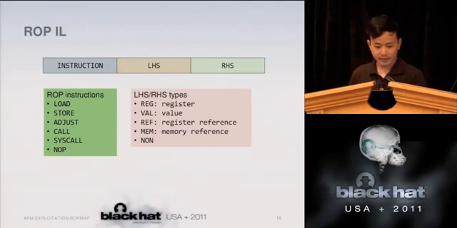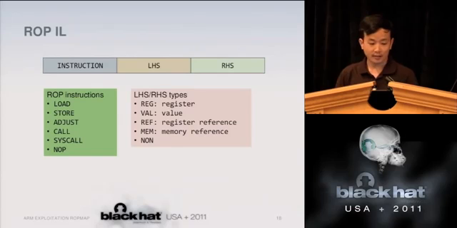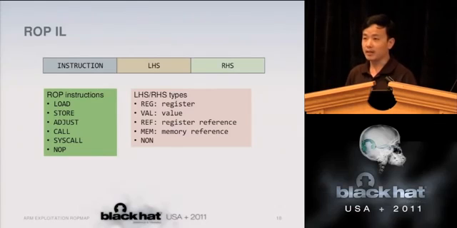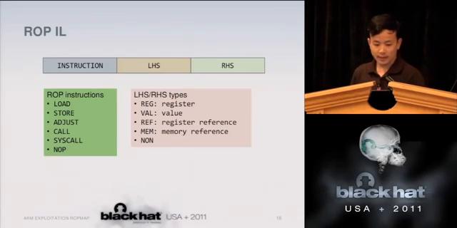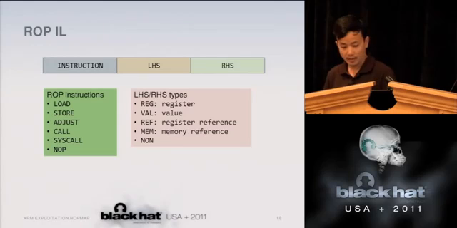If you have something to remember from the presentation today, just remember this slide. We introduce the ROP intermediate language, which has 6 instructions: load, store, adjust, call, syscall, and nop, no operation. The instructions take the form of an instruction with a left-hand side operand and a right-hand side operand, where the left-hand side is the destination and the right-hand side is the source. For the operand data types, we have 4 types: register, constant value, memory reference by a register, and memory reference by an address.